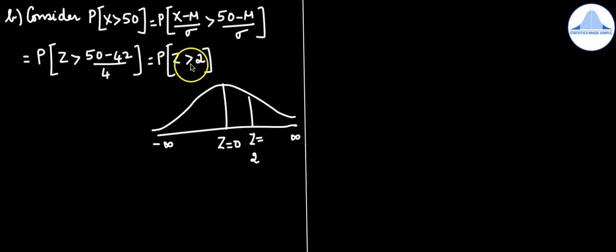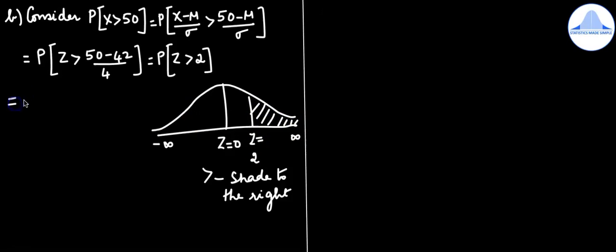Next, look at the symbol. Because the symbol is greater, you have to shade to the right. So when you have greater, shade to the right of the value. So you have to shade from 2 to infinity, and whatever area you have shaded, you write it in words. So this is equal to area from 2 to infinity.